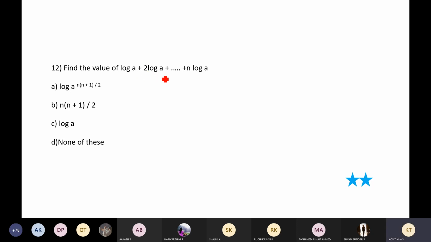So, log A plus 2 log A plus n log A. It goes on like this. Which means, can I say this is actually the format of log A plus log of A square plus log of A cube? It goes on till log of A power n. Correct? Yes.